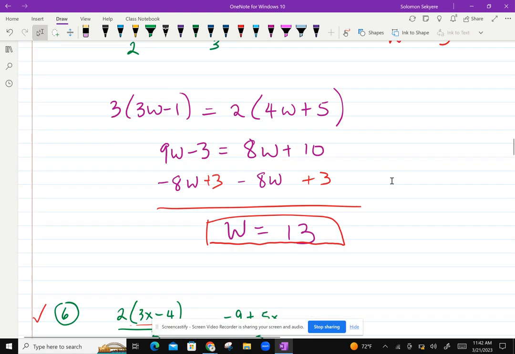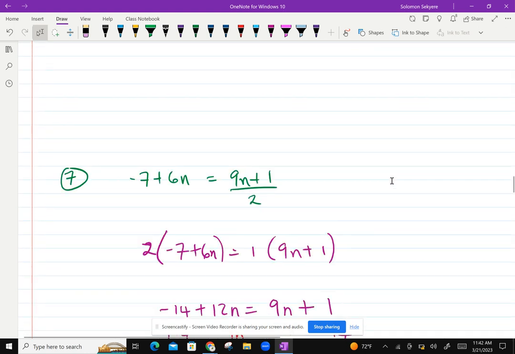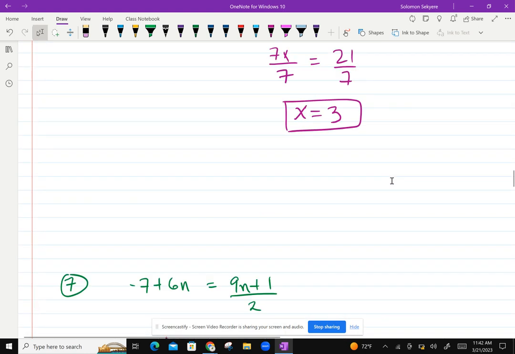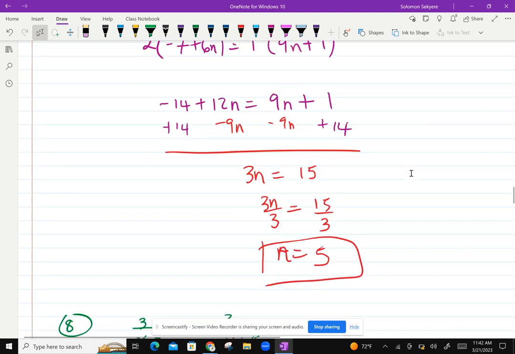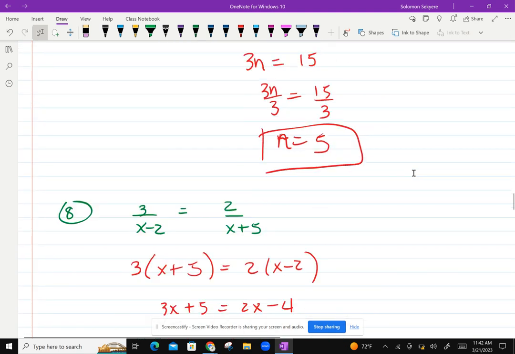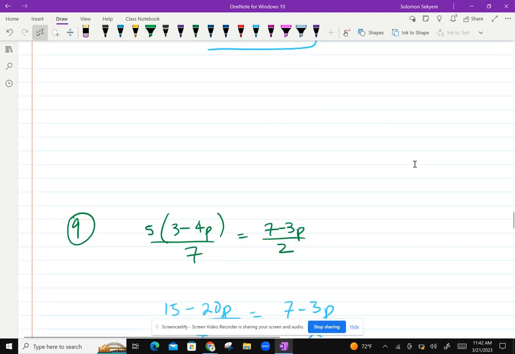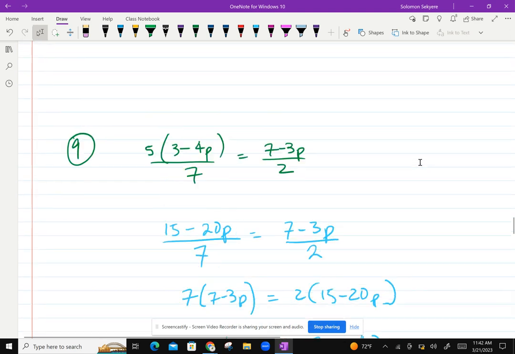All right, so can you try this one, number 7? What are you going to do? Okay, you make this over 1, and try it, and your n should be equal to 5. Okay, now try all these. Let's go all the way.